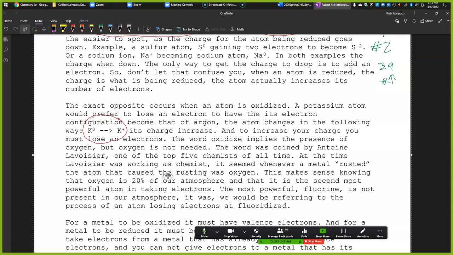As far as the ability to rust things, the best thing to rust stuff is fluorine, and the second best thing is oxygen. The things on the right side of the periodic table are the atoms that can take electrons, and the things on the left side of the table, the metals, are the things that give the electrons to the nonmetals.